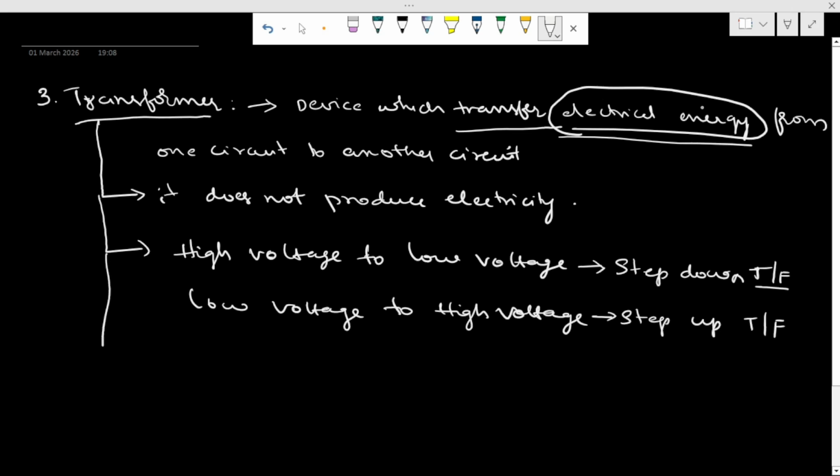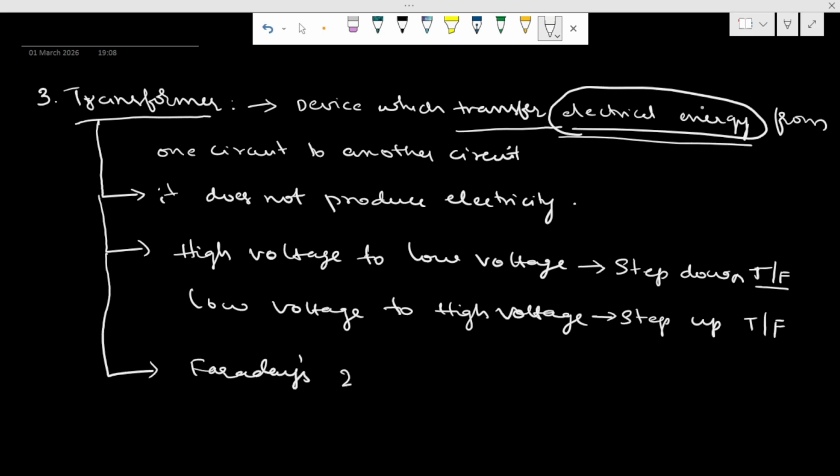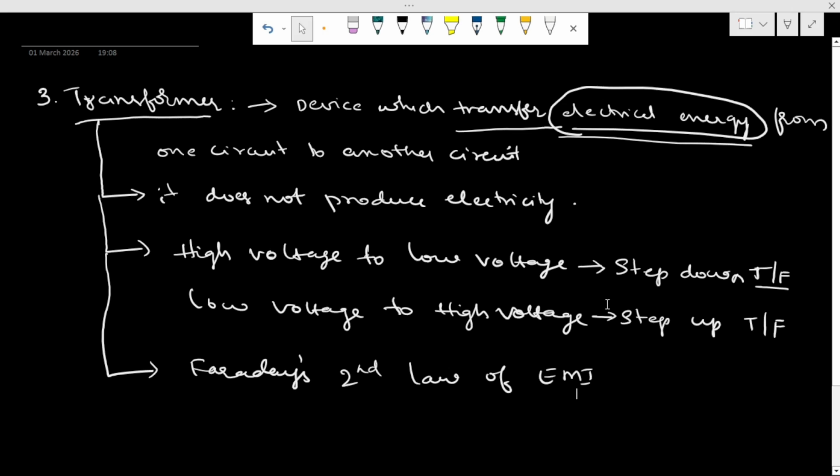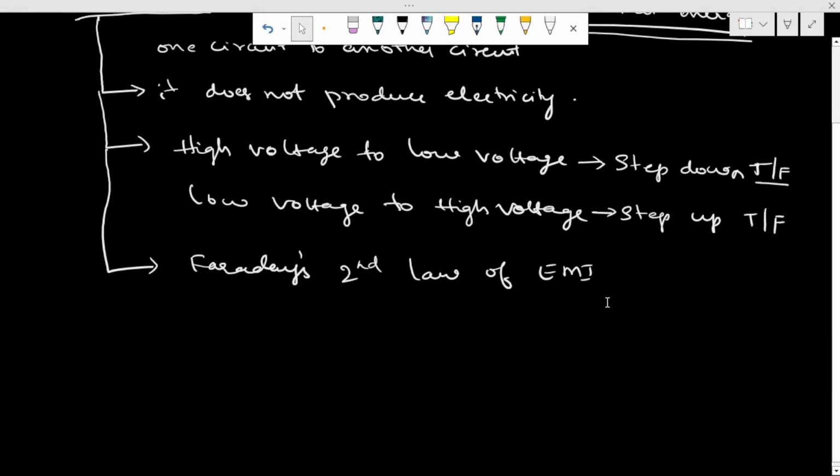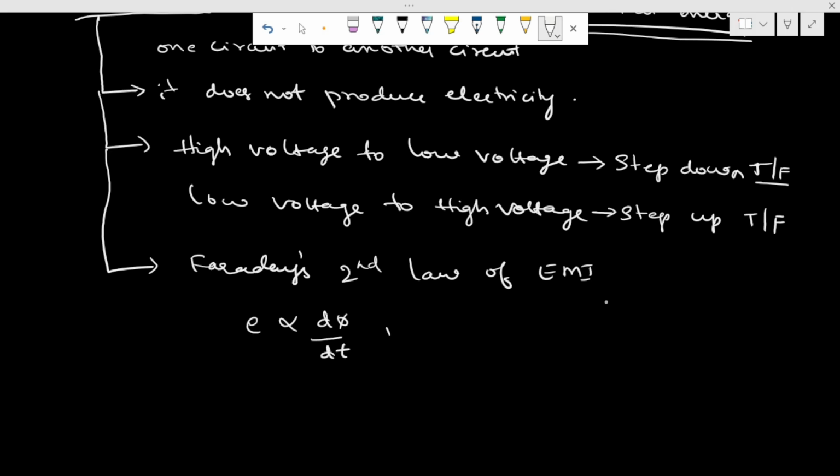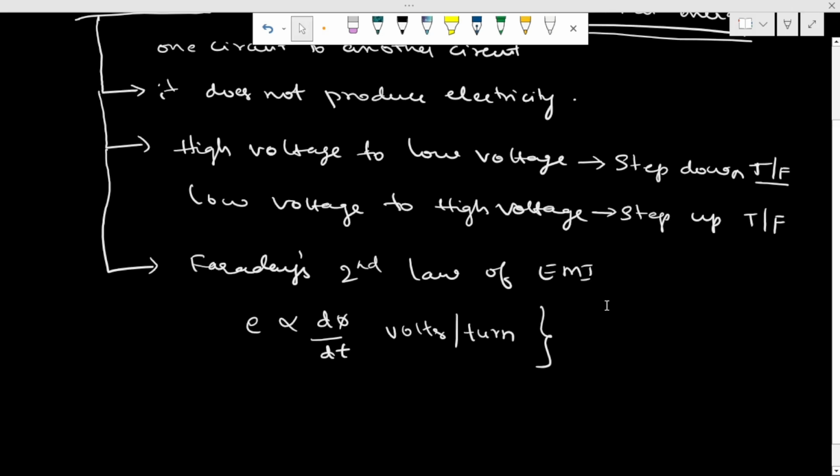This transformer works based on Faraday's second law of electromagnetic induction. We have already seen Faraday's laws. Faraday's second law says the induced EMF is directly proportional to the rate of change of magnetic flux, E proportional to d phi by dt. The units are volts per turn. Let us see how we can justify this.